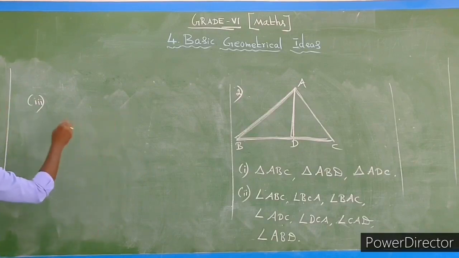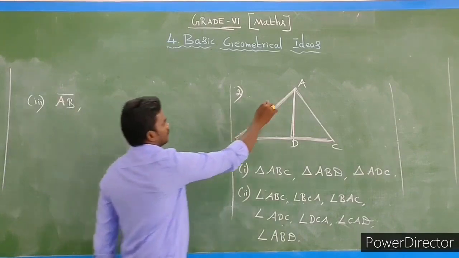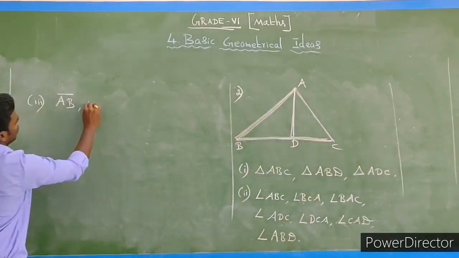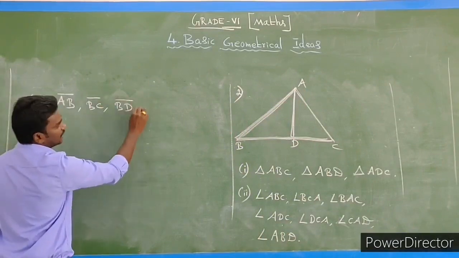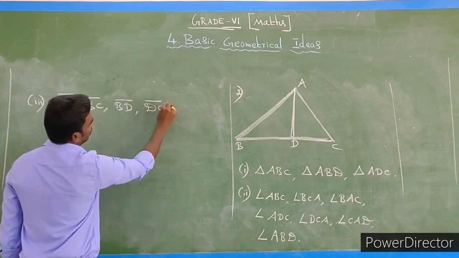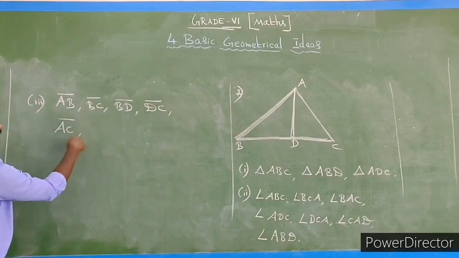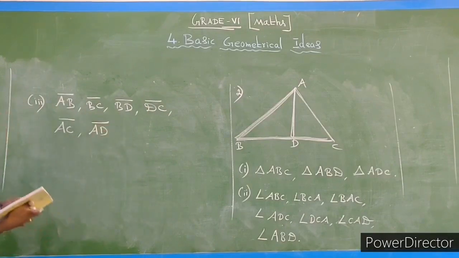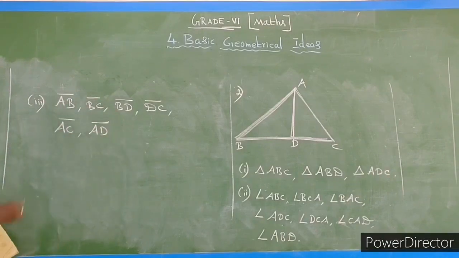What are the six line segments? First is line segment AB. Next one, BC. AB, BC, and BD is also a line segment. BD. Next one is DC. Next one is AC. And AD. So the question is: write the names of the six line segments. These are the six line segments of this figure.